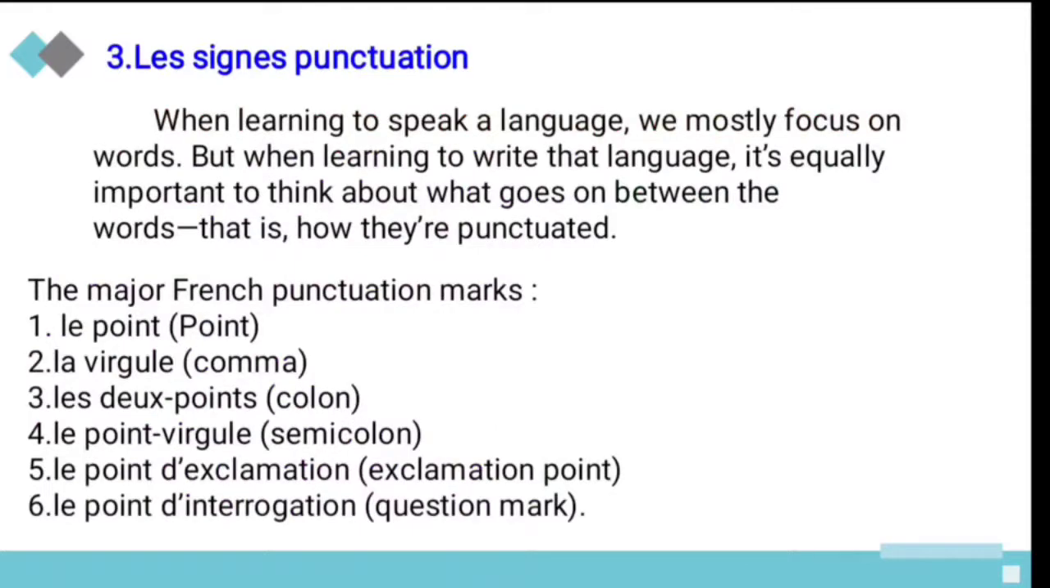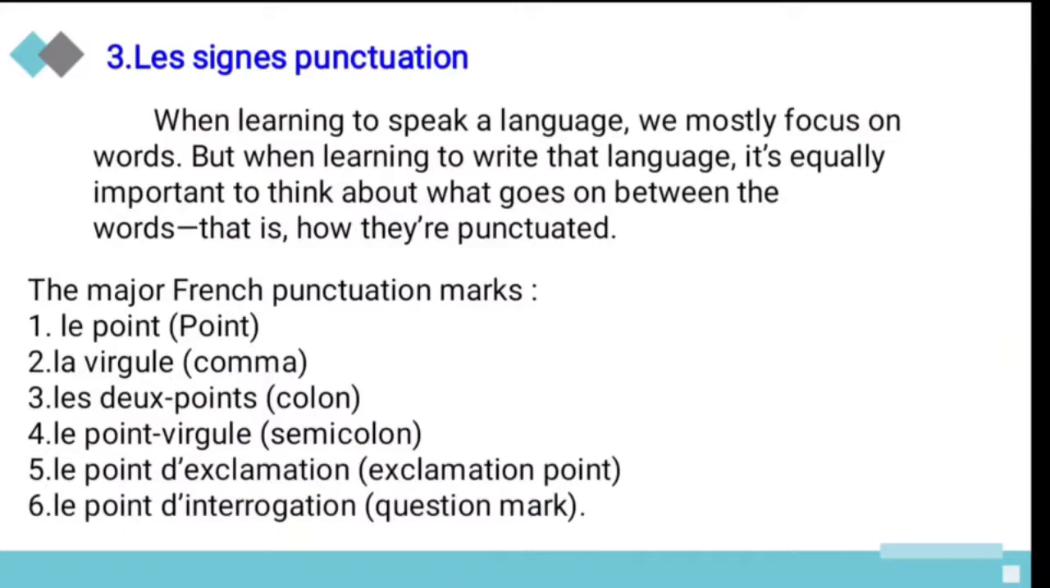And the third content is les signes de ponctuation. Punctuation means what? That is a punctuation sign. So when learning to speak a language, we mostly focus on the words, but when learning to write that language, it is equally important to think about what goes on between the words. With the use of these punctuation signs, we will read and know where to stop.